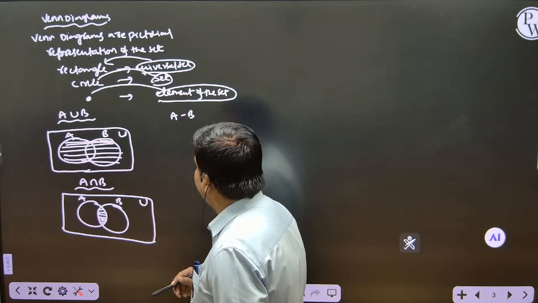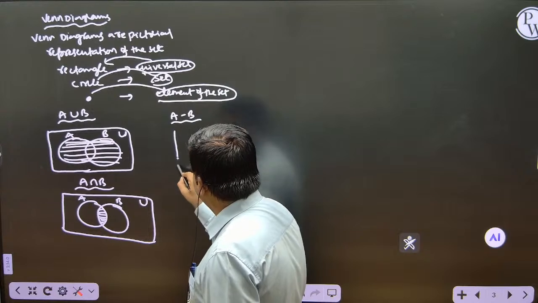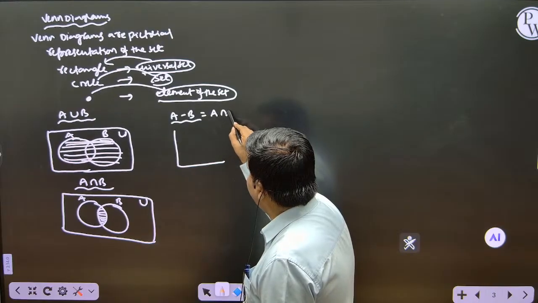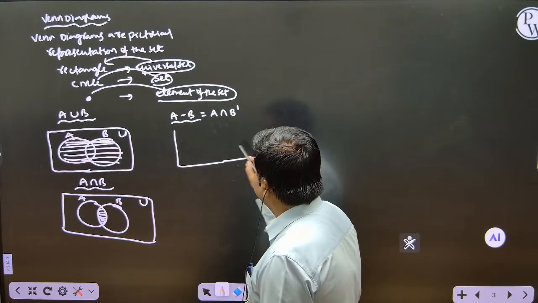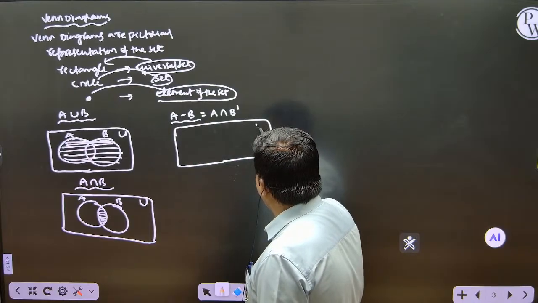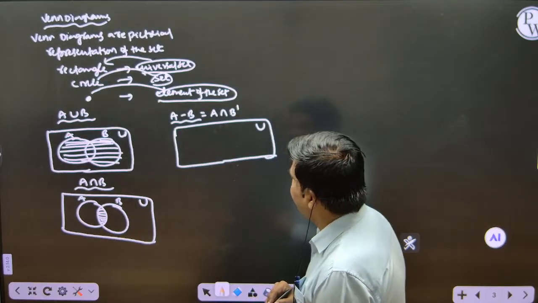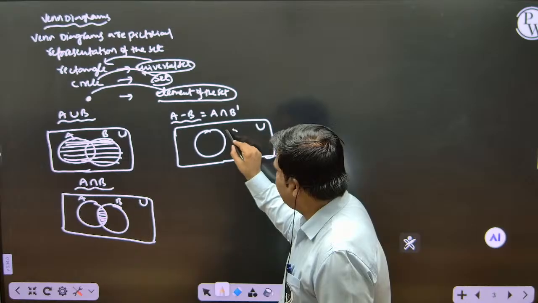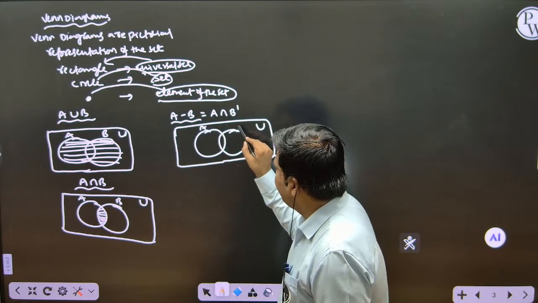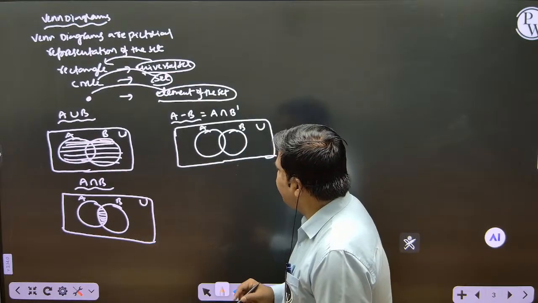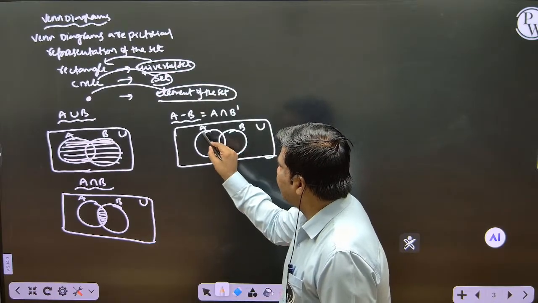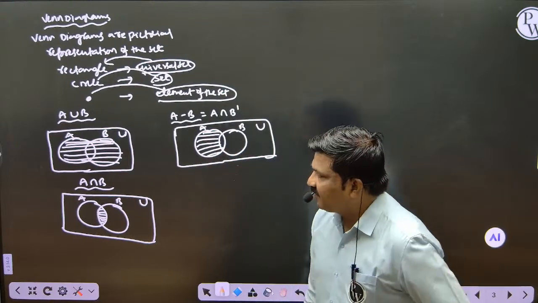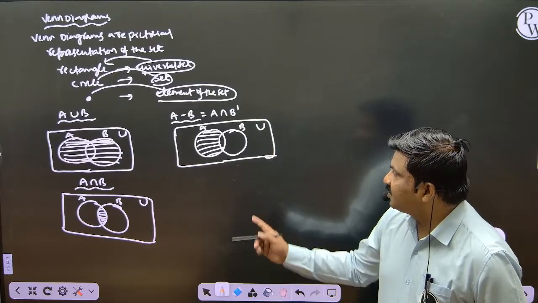Next you see A minus B. What is A minus B? I have already told you the representation of A minus B: the elements of A but not elements of B. That represents A minus B. So this is set A and this is set B. A minus B means elements of A but not elements of B, which means only this part.